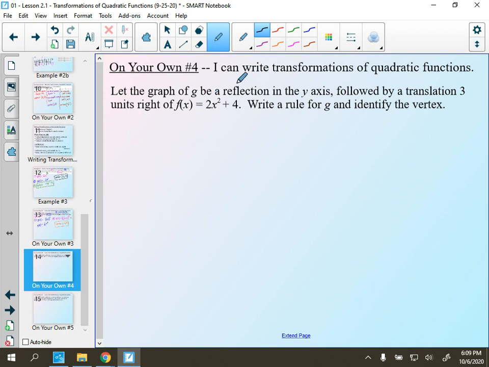Same setup, same deal, write transformations. I'm just trying to give us as many looks as we can as a group. So g is my new one. We're going to do a reflection in the y-axis. So let's take care of that. We haven't done that yet today. That's multiply just x. I'm just re-summarizing my rules. Just x multiplied by -1.